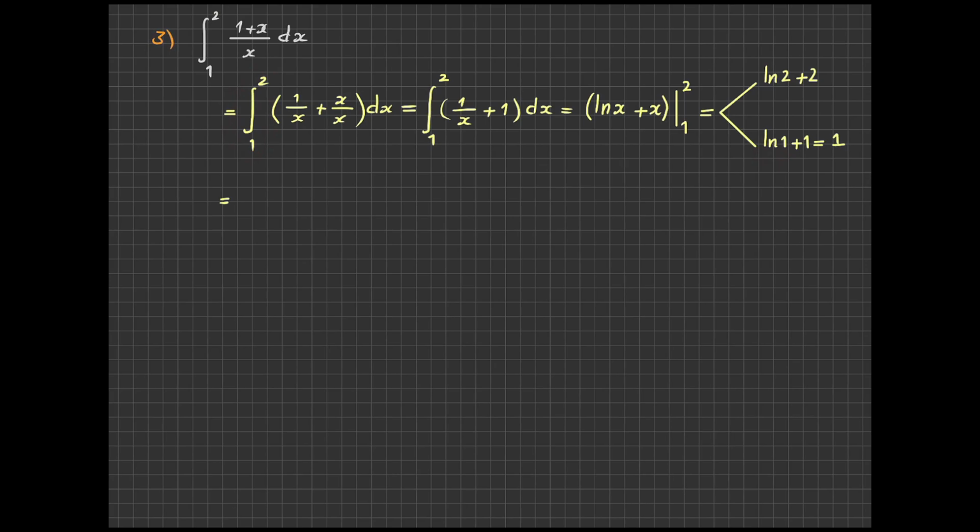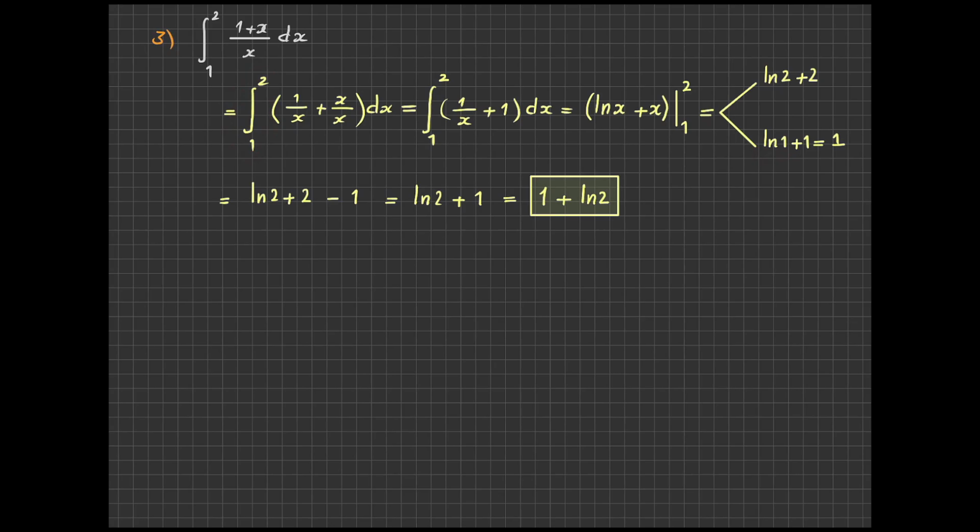And then I go back to the horizontal line, I get ln of 2 plus 2, and then I get 1 below and I subtract them, so the answer is simply ln of 2 plus 1. I usually prefer to write 1 plus ln of 2, not to mix things. So this is the answer to this integral.